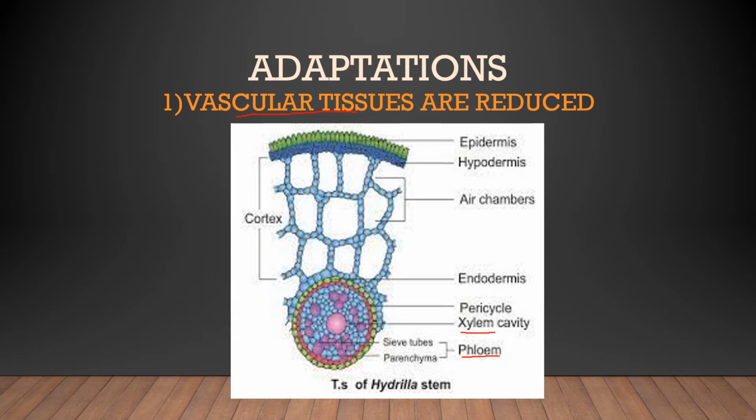So the first adaptation of the hydrophytes is the reduction of the size of the vascular tissue. Here you can see that there is a small circle of xylem and small circles of phloem present. Because they are already present in water, there is no specific need for transport of water in them. So the xylem and phloem structures are reduced.